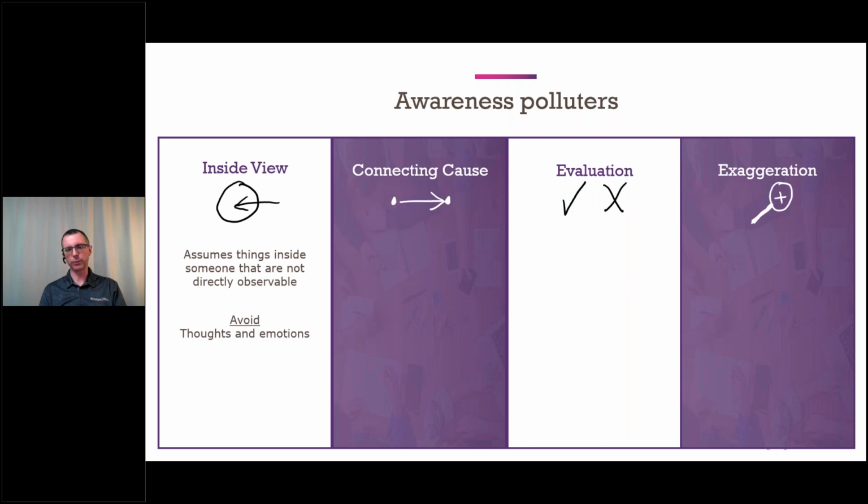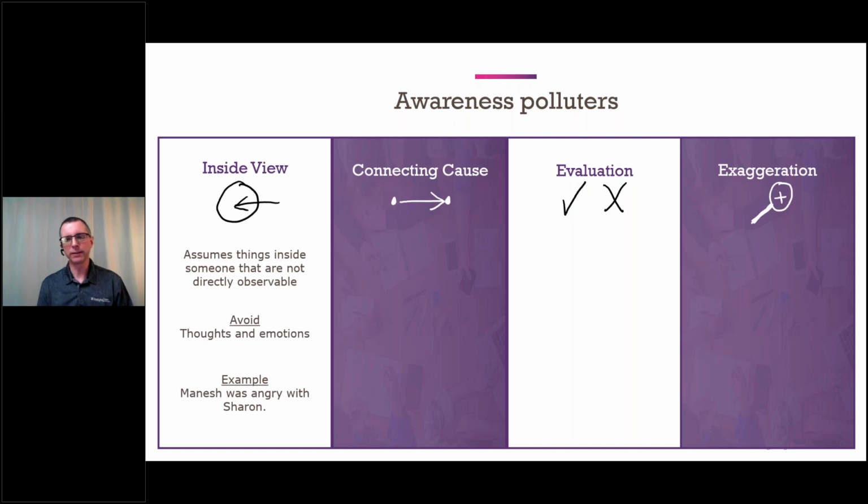But right now, we just want to observe action. So here's an example, pretty much like what I just gave. Manesh was angry with Sharon. This is an inside view polluter. We don't know that Manesh is actually angry. That's maybe a good guess. But in awareness, what we want to do is clean that up.